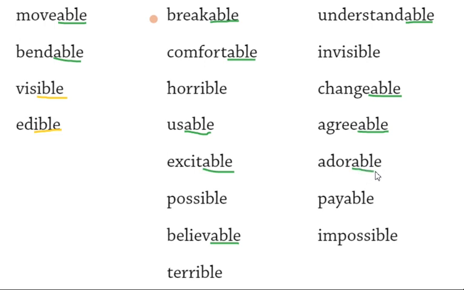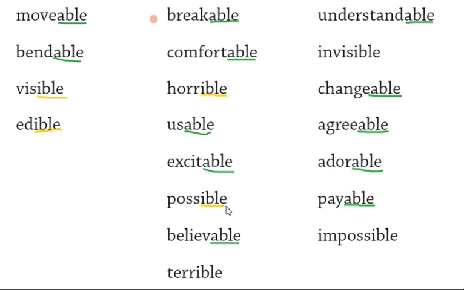Adorable, we think of that as meaning cute, but actually the word adore means to love. So something that is adorable is able to be loved easily. Payable means you can pay for it. Now let's take a look at these words that have the ible ending. Now we're not going to notice a base word that is easily recognized, but the word horrible we know means something really bad.